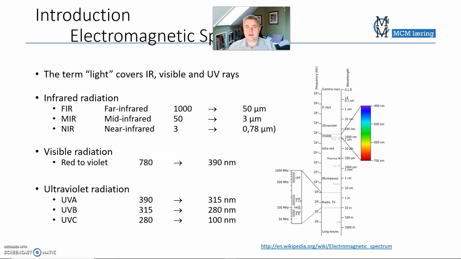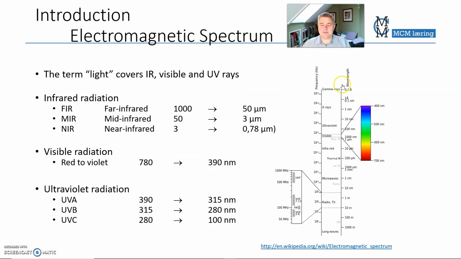First of all, the electromagnetic spectrum ranges from long waves, radio waves, TV waves, microwaves like the ones you find in your microwave oven, infrared, and visible and ultraviolet. So this is the part of the spectrum that we talk about in this lecture here. And then at shorter wavelengths or higher frequencies, you have X-rays and then finally gamma rays.